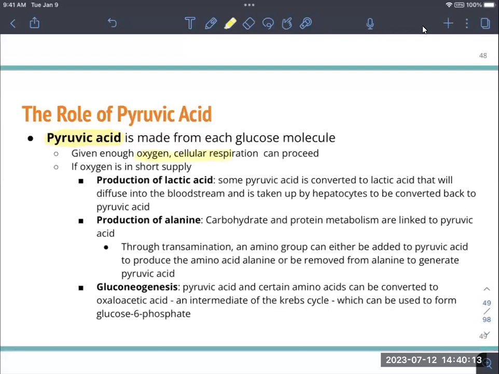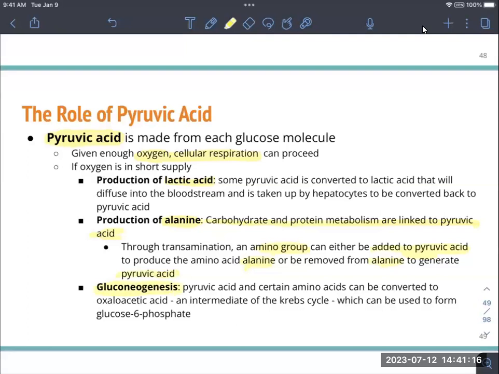If we have oxygen, cellular respiration can happen in the cell's mitochondria. If we don't have oxygen, we make lactic acid. Pyruvic acid gets converted to lactic acid. It diffuses into the bloodstream, where the liver can convert it back to pyruvic acid. Cardiac muscle can take that lactic acid and make ATP from it. We can produce alanine. These different carbohydrate and protein metabolisms get linked to this pyruvic acid. So an amino group can be added to pyruvic acid to produce alanine. It can be removed from alanine to make pyruvic acid. So we can go back and forth.